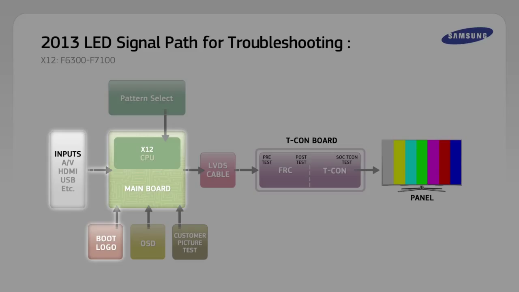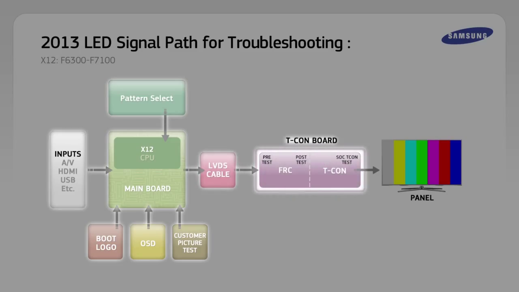in the customer menu. The on-screen display and customer picture tests are available in standard menus. Also, the service menu includes Pattern Select test patterns, which can be used to test the main board. From there, the video data signal passes through the LVDS cable to the TCON board.